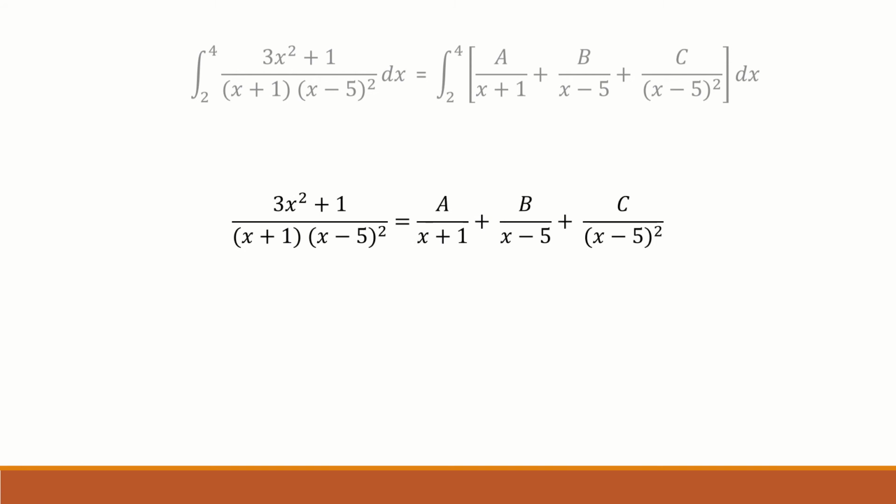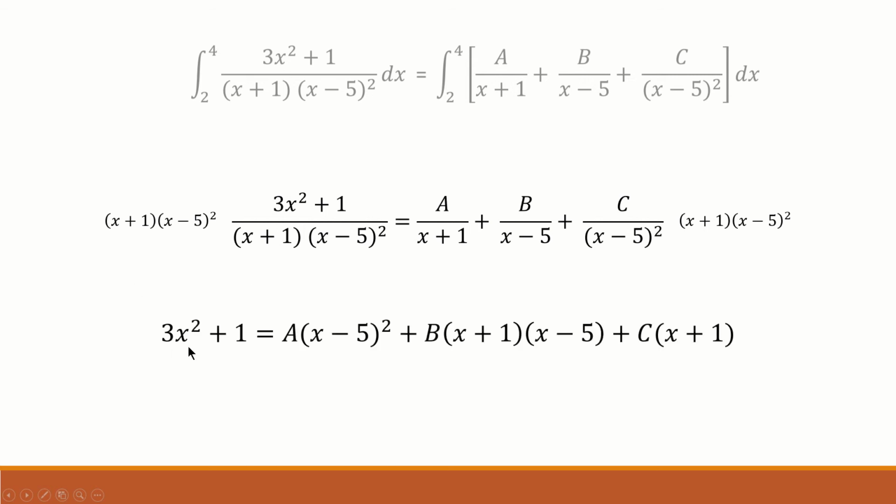Okay, so we're going to be addressing the integrand while we solve for our coefficients. It's just simpler that way. So we'll start by multiplying both sides by the denominator of our original function. That's going to cancel these two terms out and make our life a lot simpler. We'll also be canceling terms on this side individually. So we'll end up with 3x squared plus 1 equals a times x minus 5 squared plus b times x plus 1 times x minus 5 plus c times x plus 1.